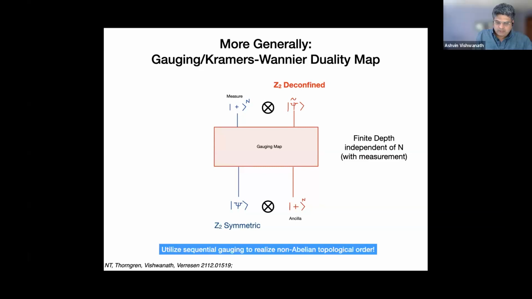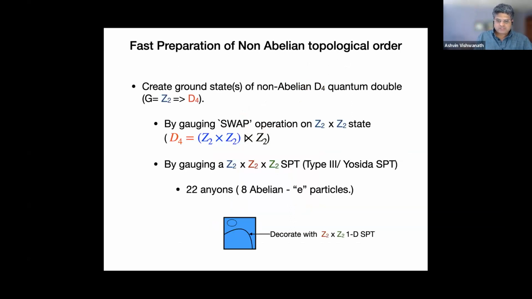Great. Okay, so now let me talk about how we can use this sequentially, or use this with other input states to realize non-Abelian topological order. Okay, so again, I won't go into too many details, but this is essentially how we proposed to prepare this D4 quantum double. You can think of it in two different ways. They end up giving you the same result at the end of the day. And again, that is a little bit surprising to us, but you can show explicitly that you get the same outcome.